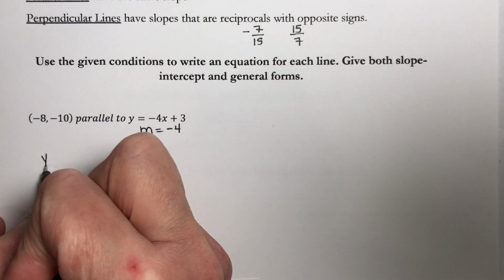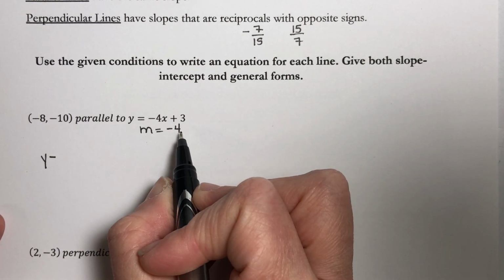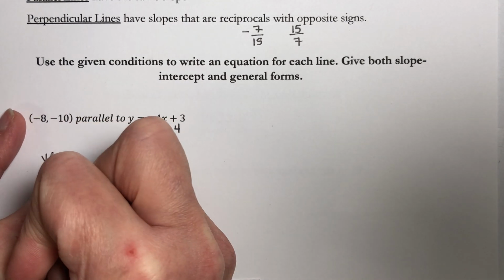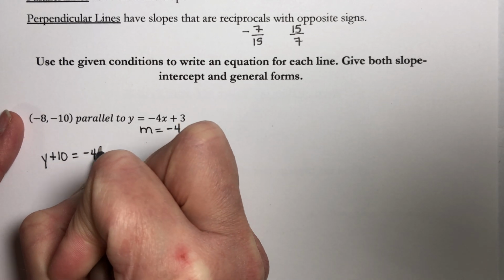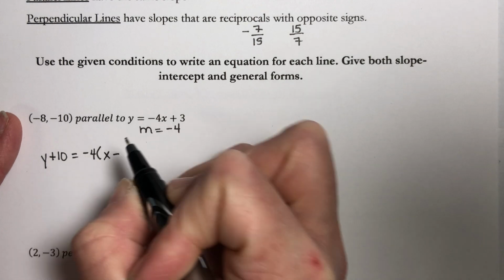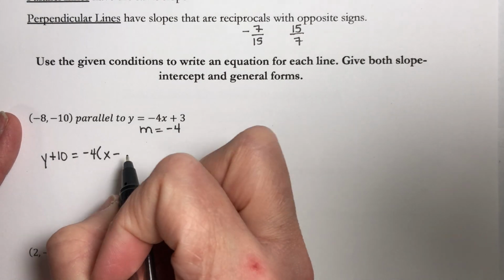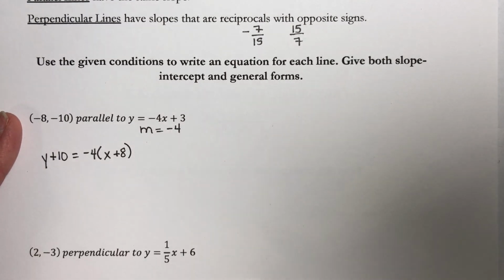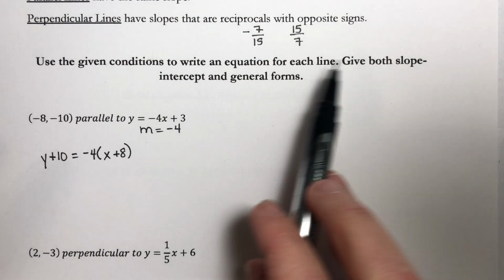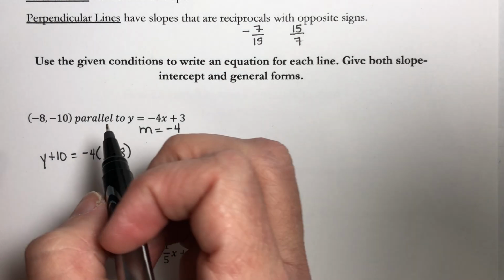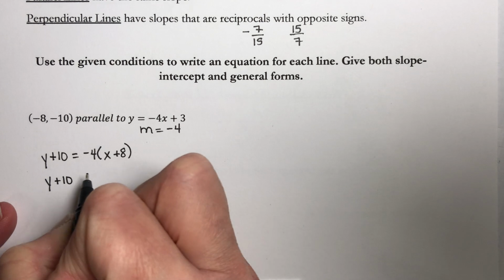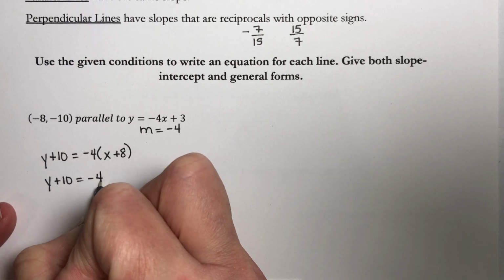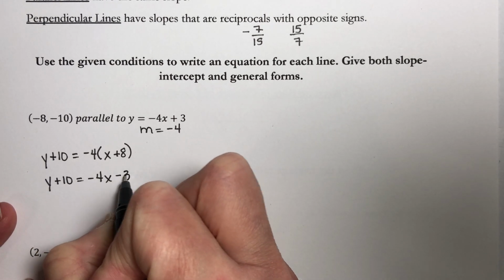Okay, y minus y1, so that's y plus 10, is equal to our slope, which is -4, times x minus x1. x1 is -8, so this is +8. Okay, now we just need to rearrange things so that we end up in both the correct forms. So right here, I'm going to distribute the -4. -4x minus 32.